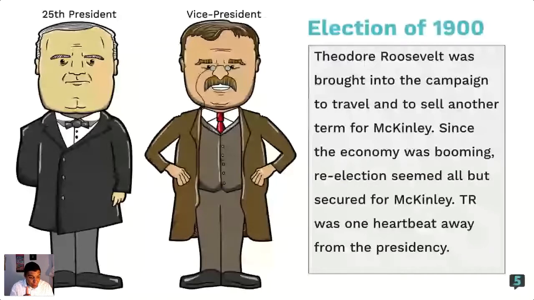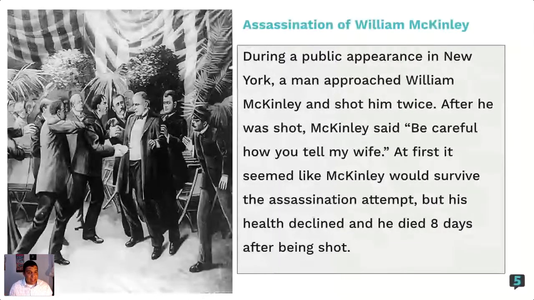So William McKinley is standing in line, and all these people are standing in line. This man has a handkerchief, walks up to William McKinley, and shoots him once in the chest. He shoots him again, and as he's about to take the third shot, he's tackled in the back by a large black man and taken to the ground. William McKinley falls to the ground, and his first words after being shot are, "Be careful how you tell my wife."